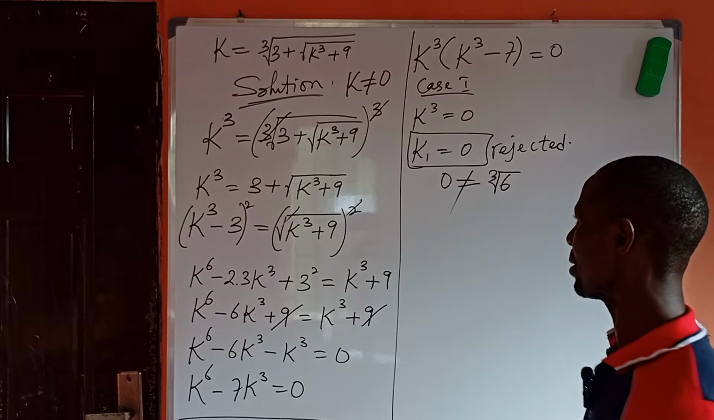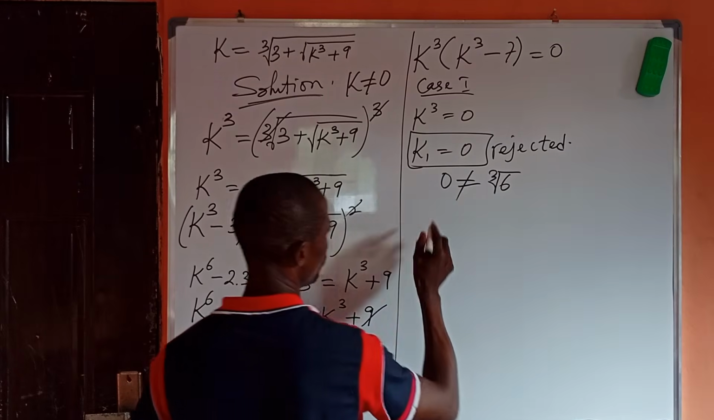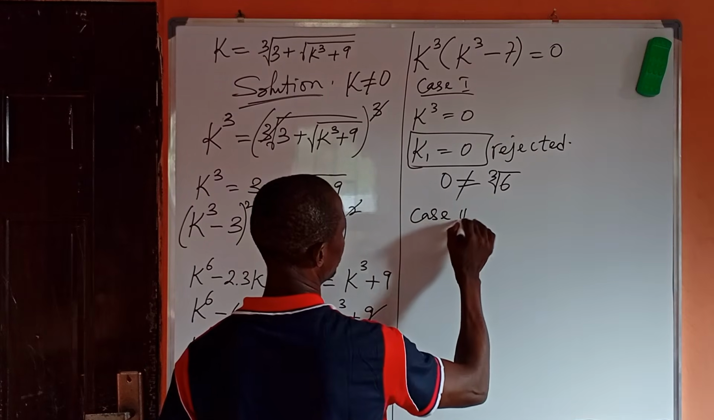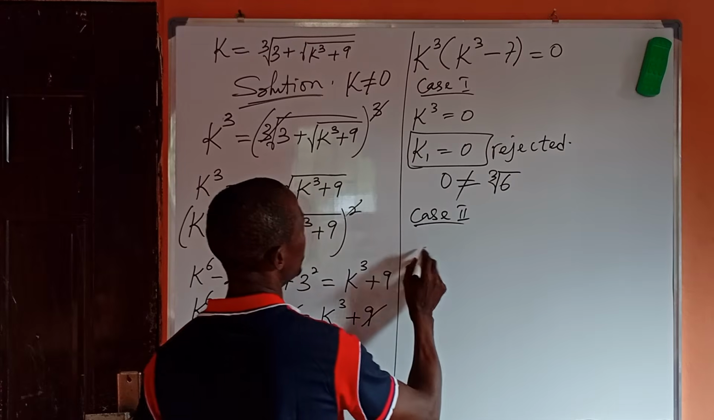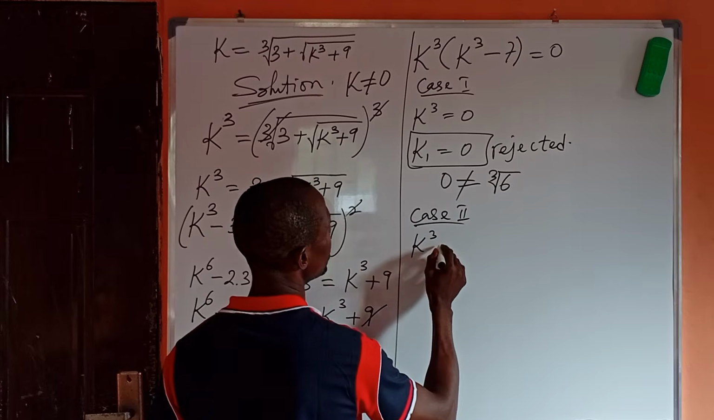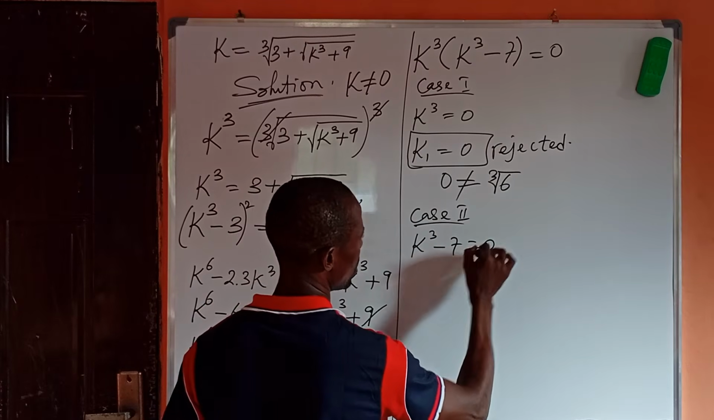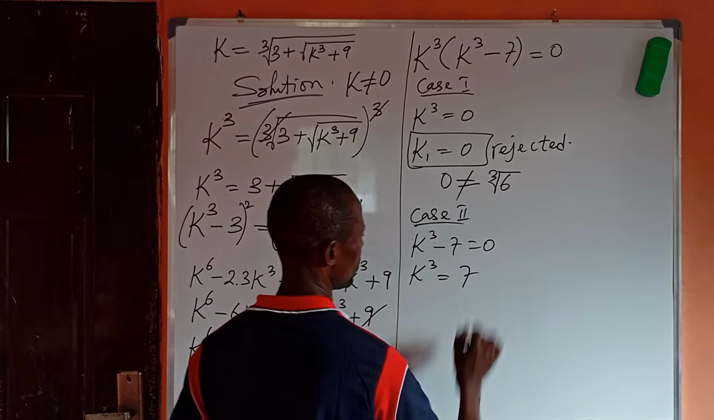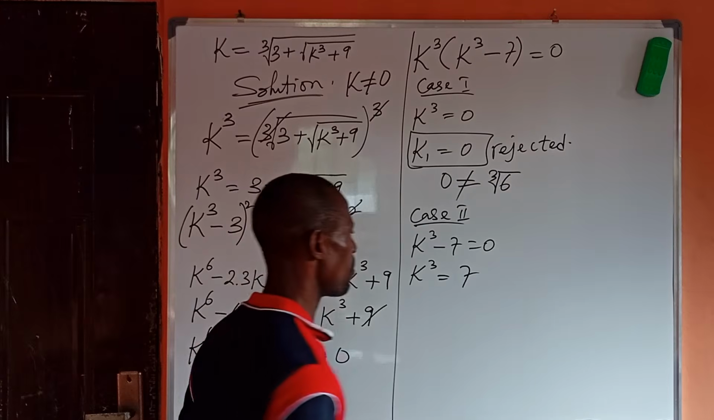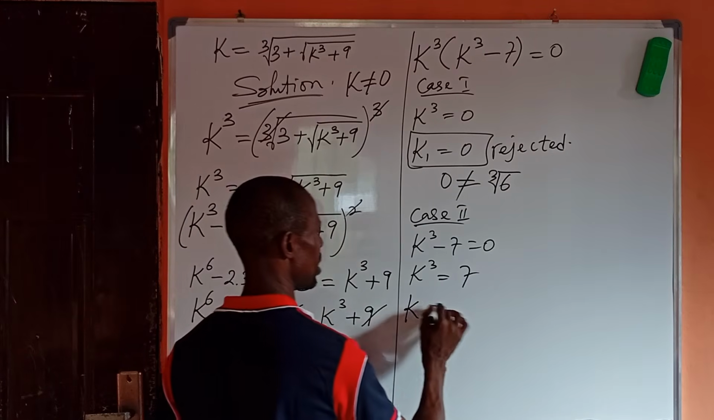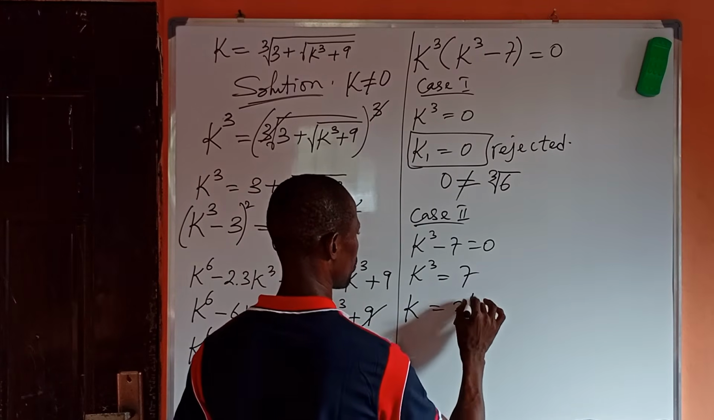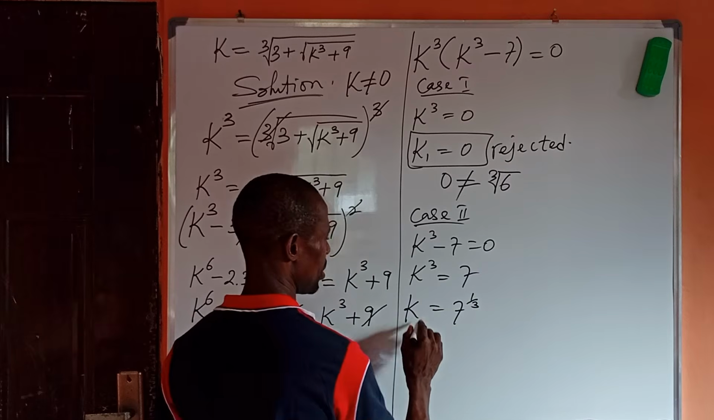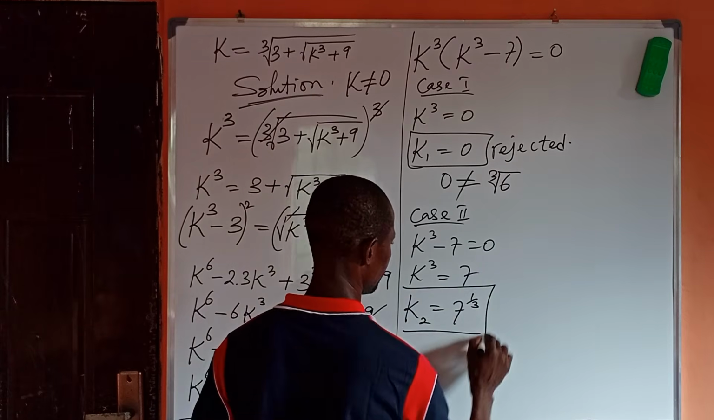Okay, so we now take our case 2. From our case 2, we have k raised to the power of 3 minus 7 equal to 0. Move this to the other side to give k raised to the power of 3 equal to 7. So just take the cube root of both sides of the equation. We have k equal to 7 raised to the power of 1 over 3. So this is our k2.